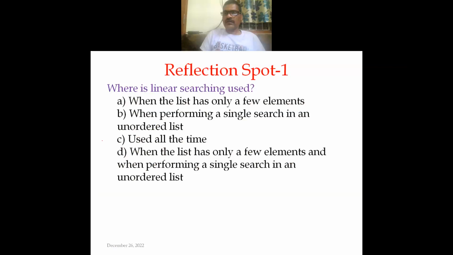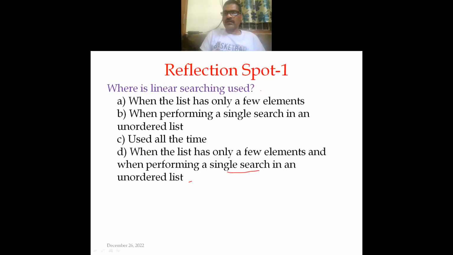Fine. So now the reflection spot is: where is linear search used? Anyone will have an idea? When the list has only few elements, when performing a single search in an unordered list, used all the times. So what is the right answer? Where is the linear search used?